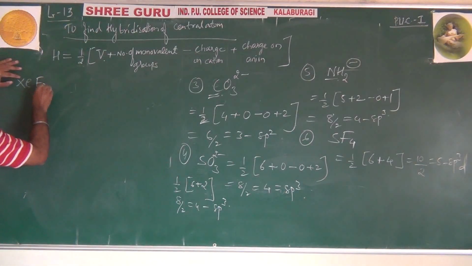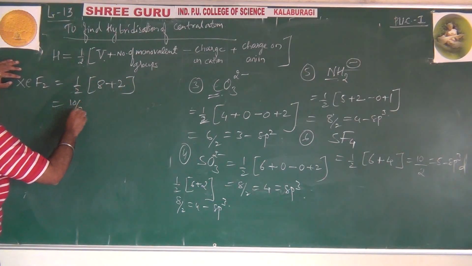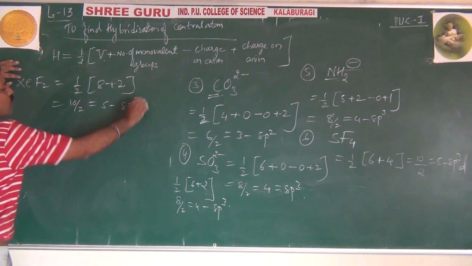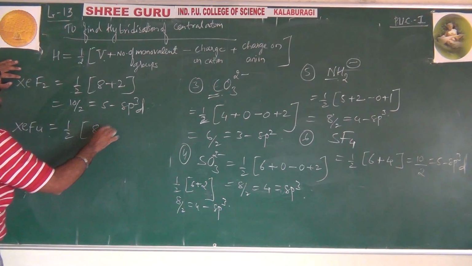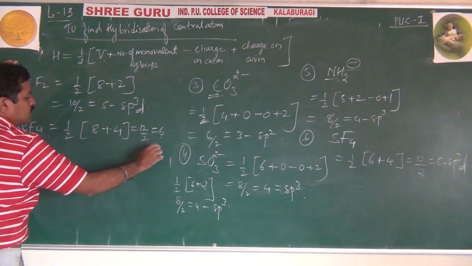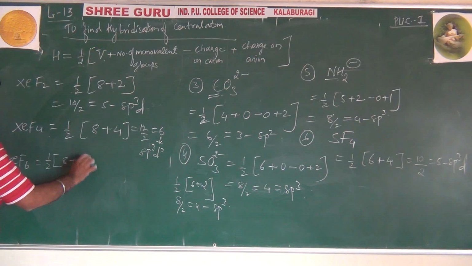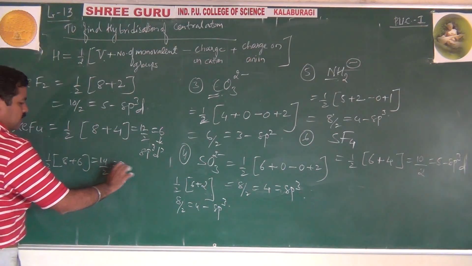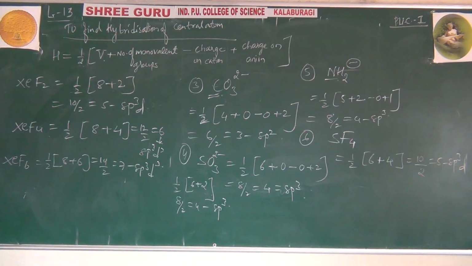XeF2, xenon difluoride, 1 by 2, valence electron 8 plus 2, 10 by 2, 5, sp3d over and out. XeF4, 1 by 2, 8 plus 4, 12 by 2, okay, 6, sp3d2 over and out. XeF6, 1 by 2, 8 plus 6, 14 by 2, 7, sp3d3 over and out. Like this, we can easily calculate the central atom's hybridization by using this concept.